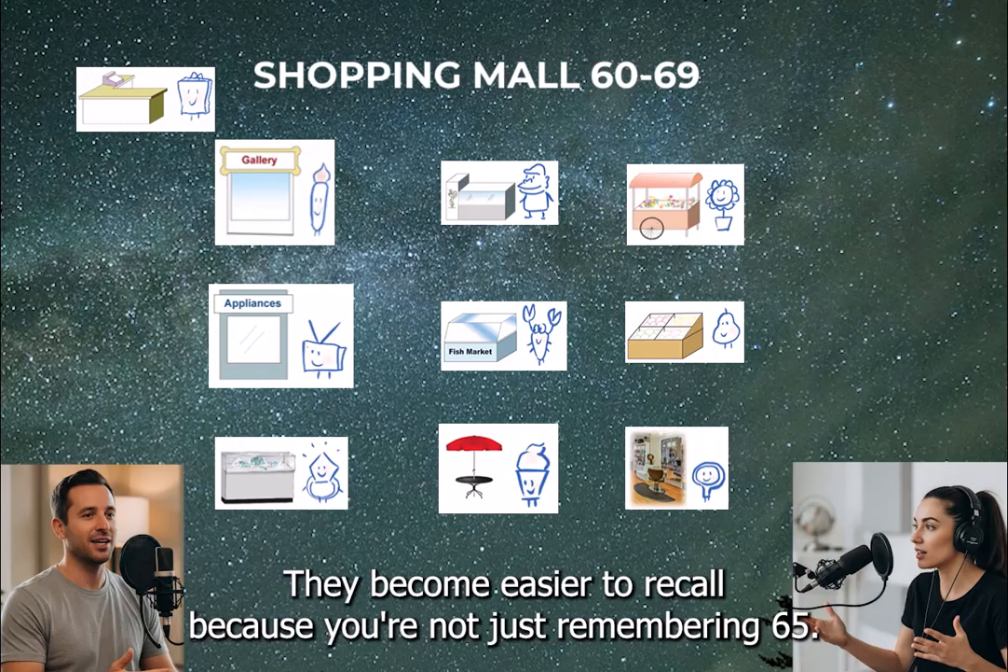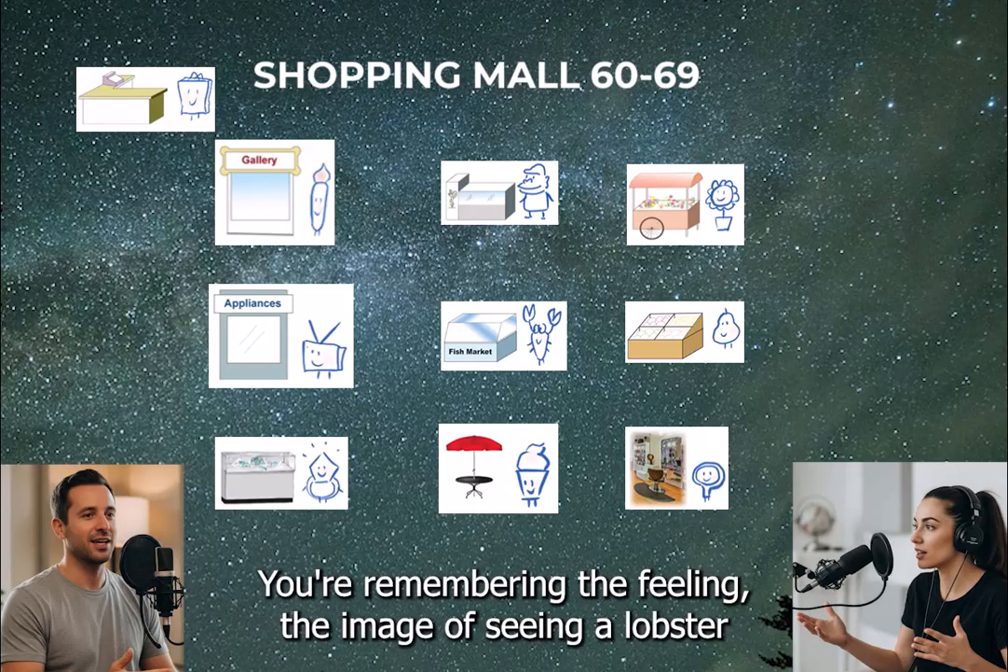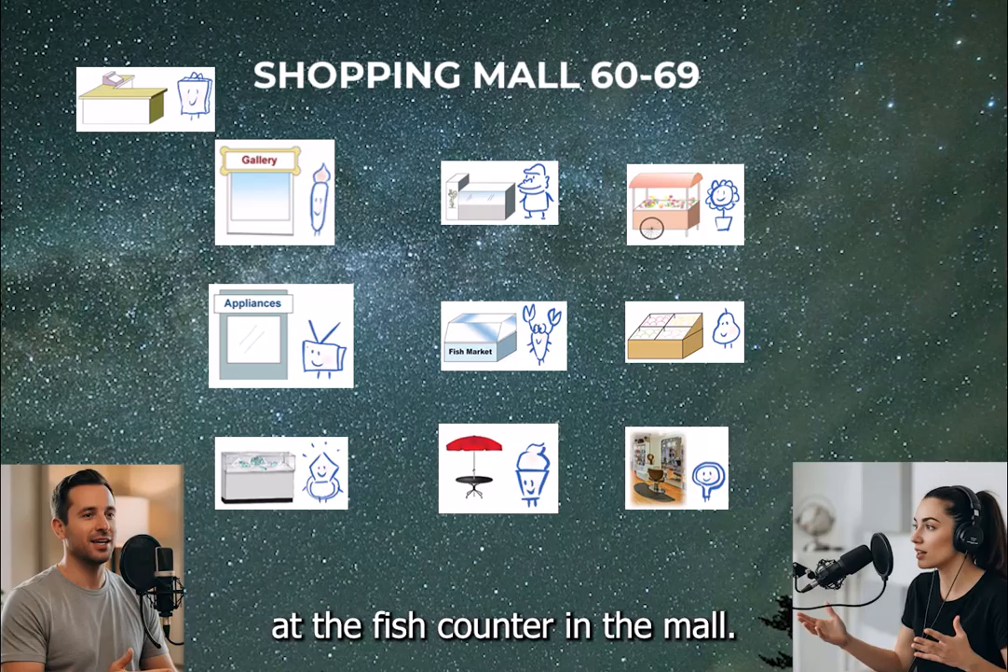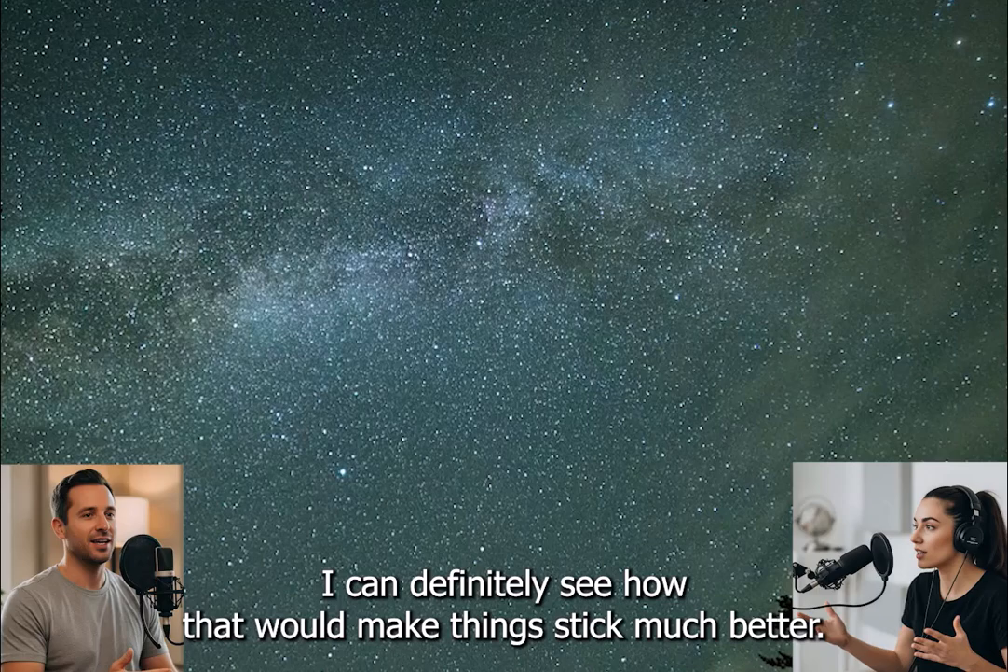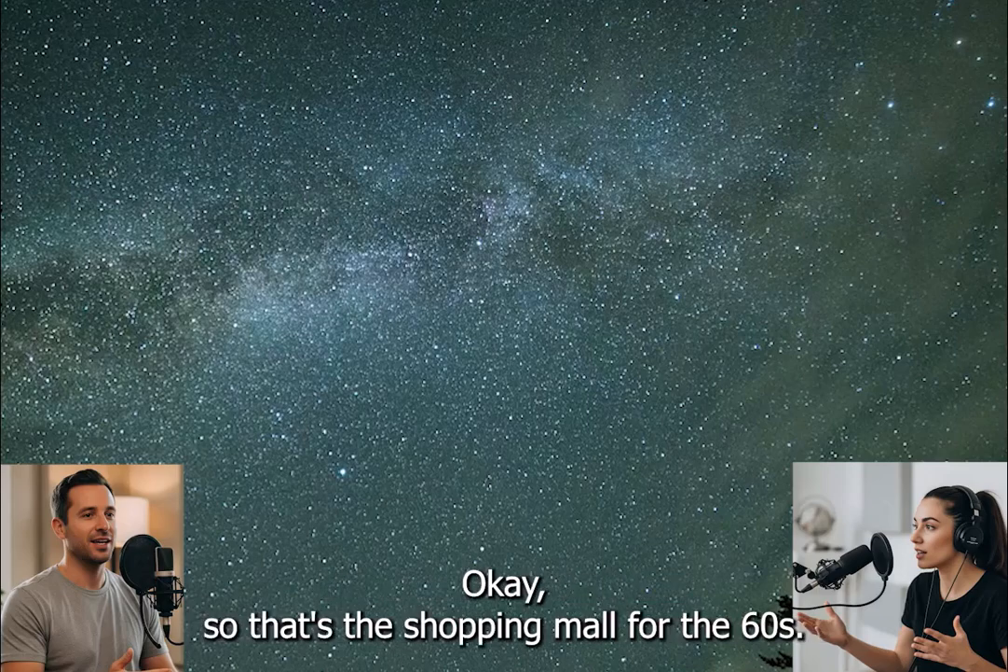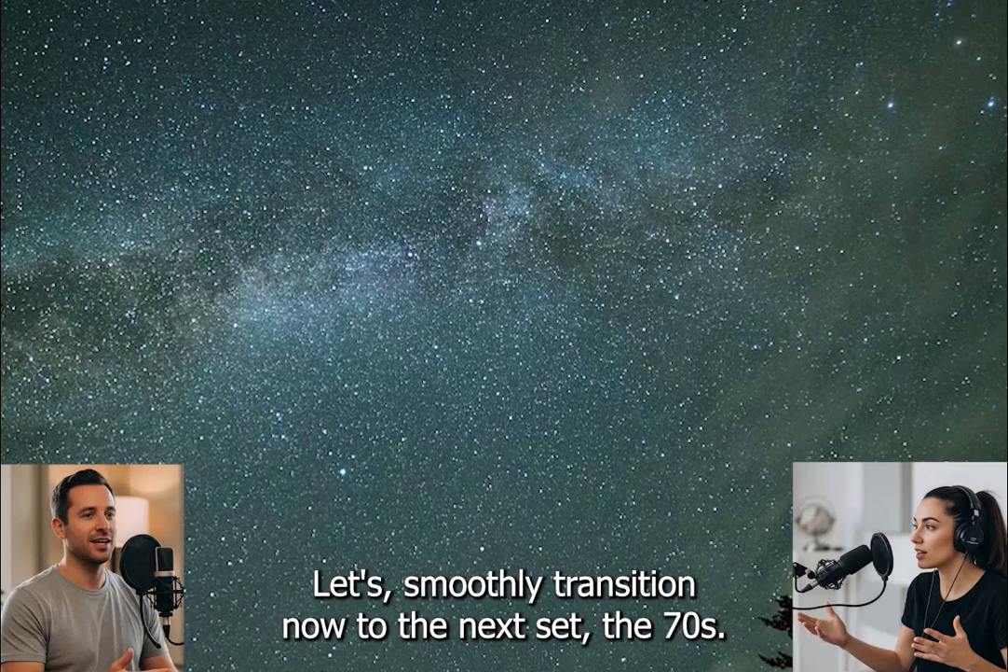They become easier to recall because you're not just remembering 65. You're remembering the feeling, the image of seeing a lobster at the fish counter in the mall. It becomes a little story, a scene. I can definitely see how that would make things stick much better. Okay, so that's the shopping mall for the 60s. Let's smoothly transition now to the next set, the 70s.